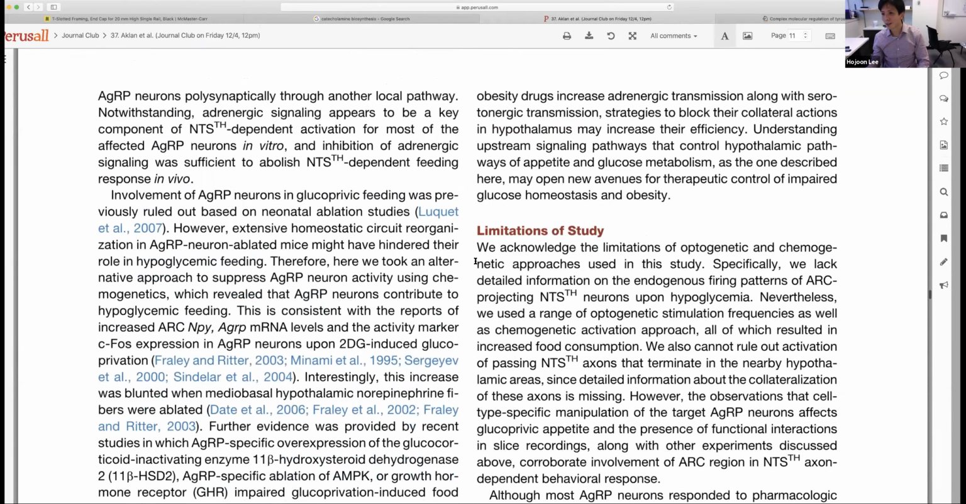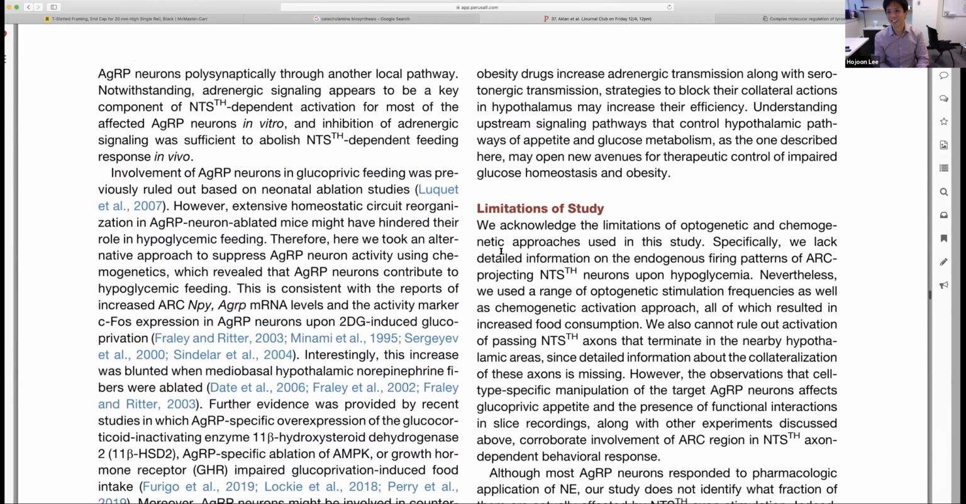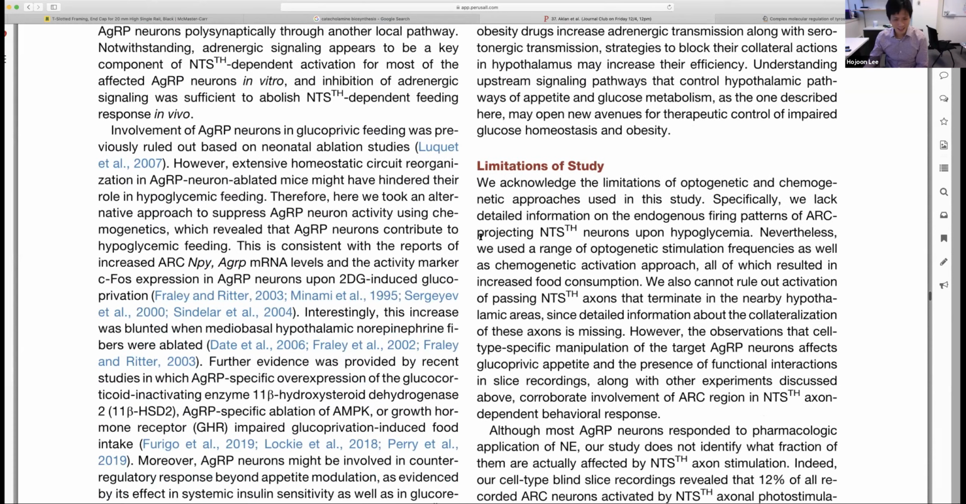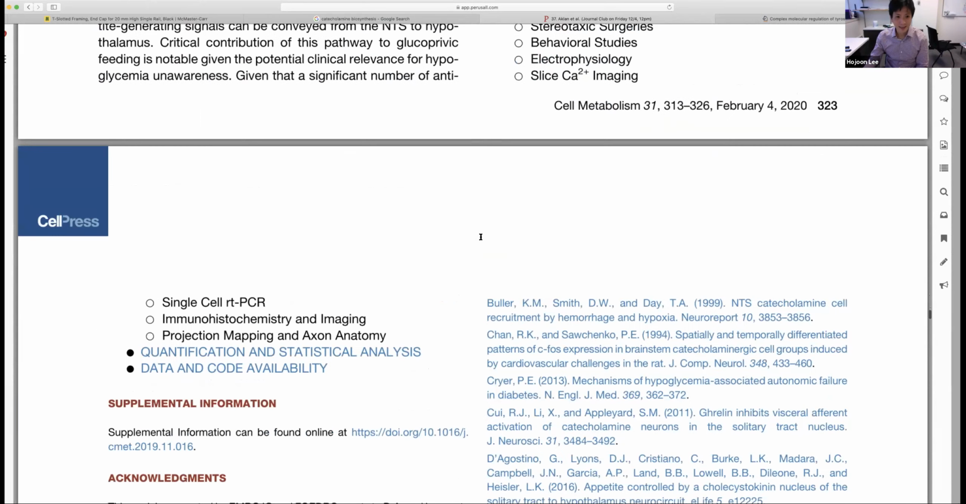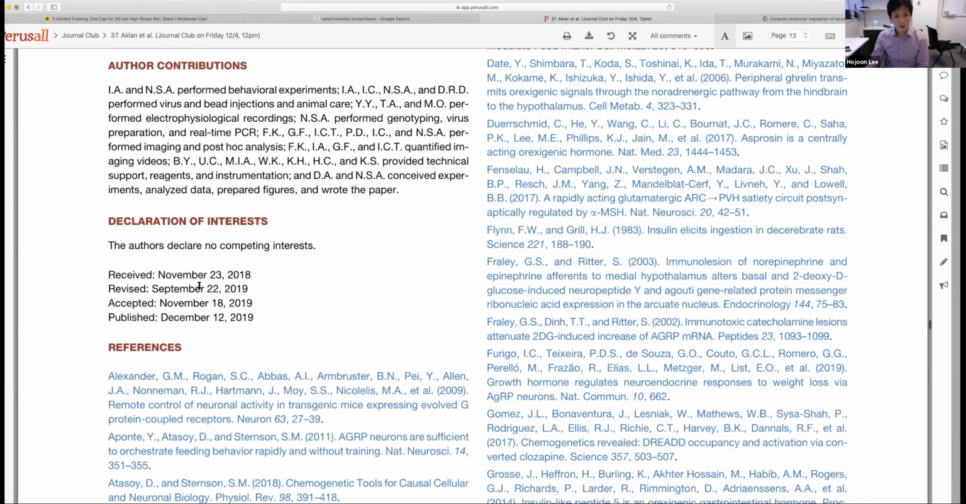And a very long section on limitations of the study. So first received in November 2018, revised 1 year later.